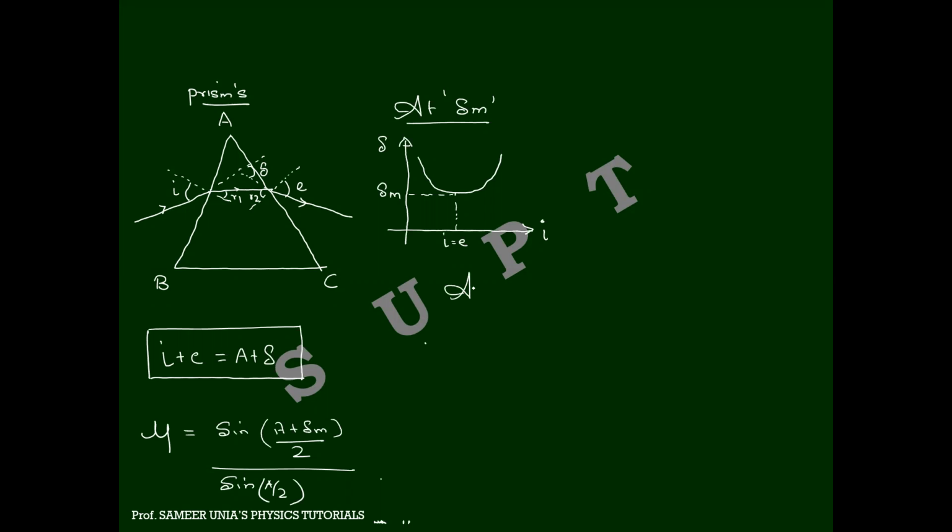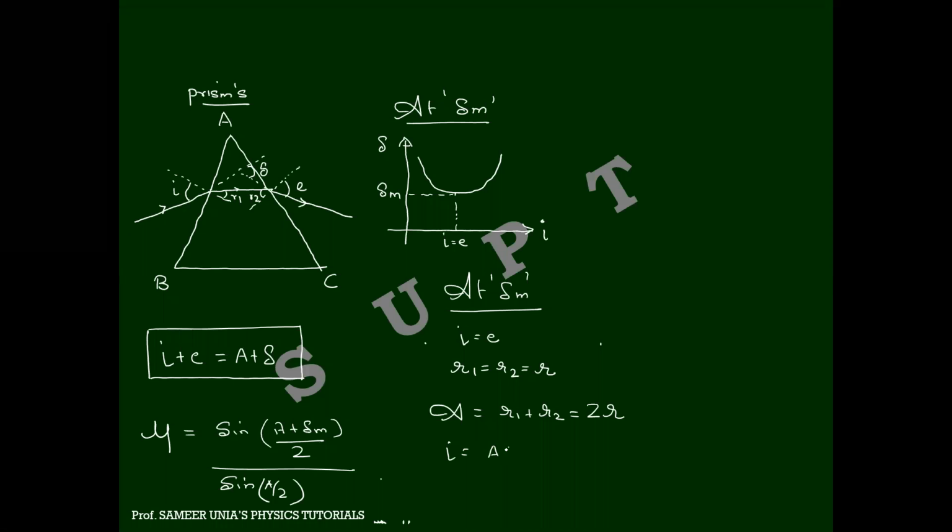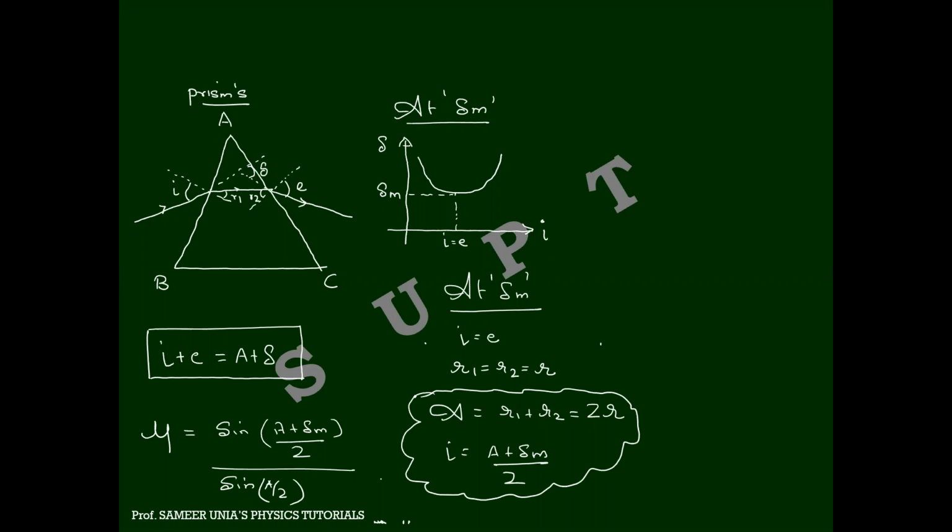So at minimum deviation, I will become equal to E. R1 will become equal to R2, a common name R. So A will become, A का formula याद है ना आपको, R1 plus R2. So A will become equal to 2R. And I will become A plus delta M divided by 2. These are all important concepts which we have learned with the proof in the video lectures.